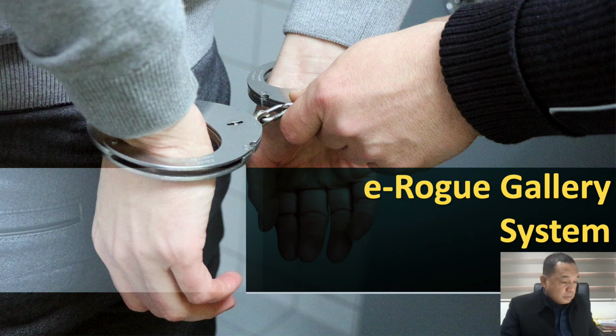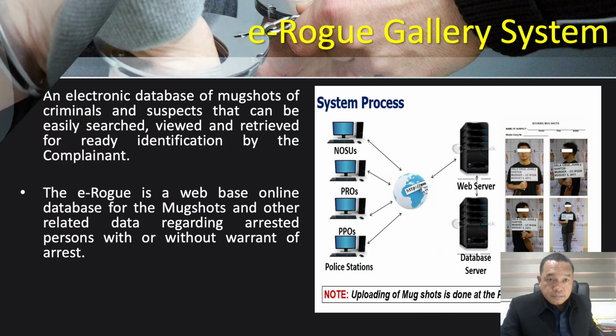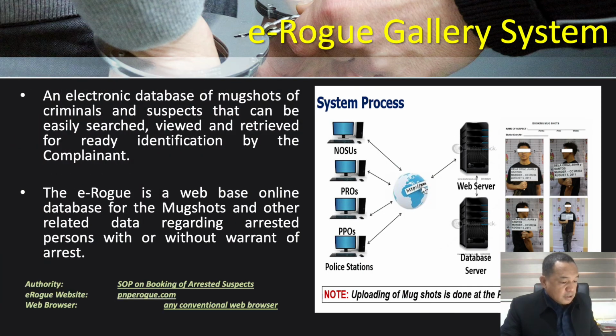The next project is the AEROG Gallery system. The AEROG Gallery system is an electronic database of mugshots of criminals and suspects that can be easily reached, viewed, and retrieved for ready identification by the complainant. The AEROG is a web-based online database for the mugshots and other related data regarding arrested persons with or without warrant of arrest. The uploading of mugshots in the system is done after the booking process of the arrested person.